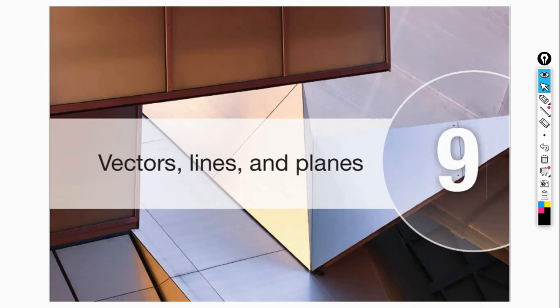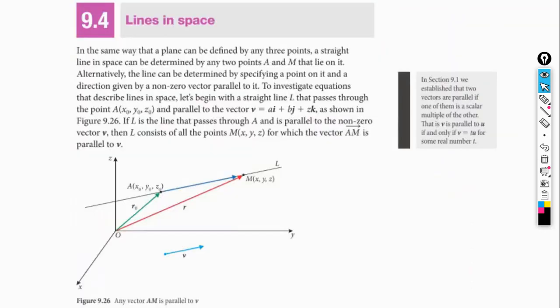Hi everybody, so in this video we continue with Chapter 9, Vectors, Lines, and Planes, specifically Section 9.4, Lines in Space. In the same way that a plane can be defined by any 3 points, a straight line in space can be determined by any 2 points A and M that lie on it. So here we have A and point M as well.